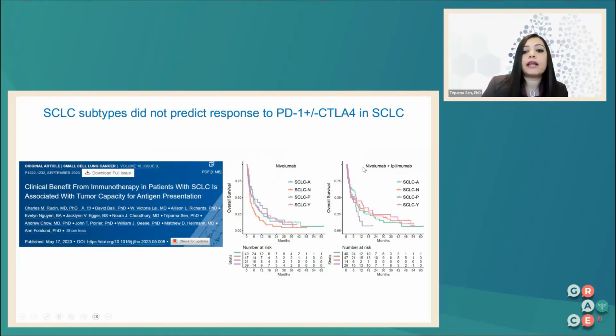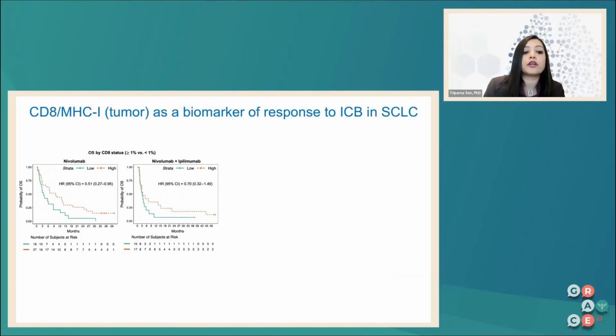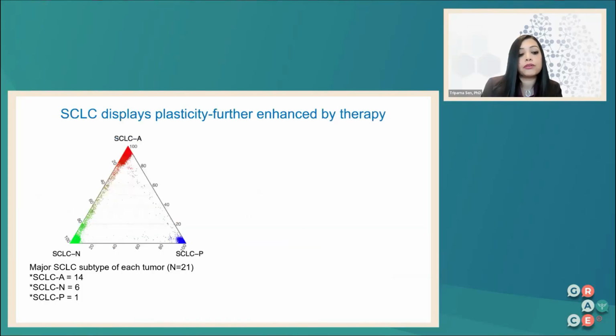When we did a retrospective analysis of the CheckMate 032 data sets, however, we did not see these subtypes predicting response to either the PD-1 antibody nivolumab or to the PD-1 plus CTLA-4 combination, nivolumab and ipilimumab. But what we did see is that the expression of CD8 and MHC1, so the antigen presentation machinery, could predict response to either anti-PD-1 or anti-PD-1 with CTLA-4. So potentially, CD8 and MHC expression could be a biomarker for immunotherapy response.